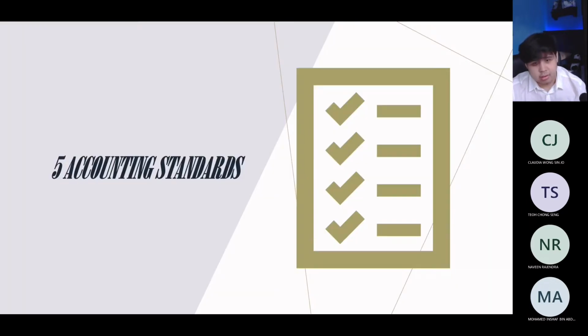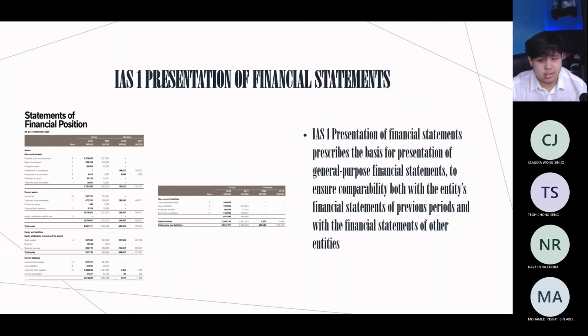So I'm going to start off with the accounting standards. The first one is IAS 1, presentation of financial statements. It established the overall standards for financial statements, such as how they should be written, the minimum content requirements, and overarching concepts such as going concern, accurate accounting, and the current and non-current distinction.